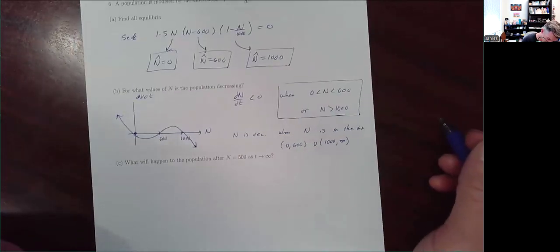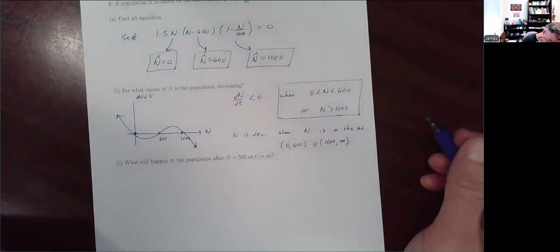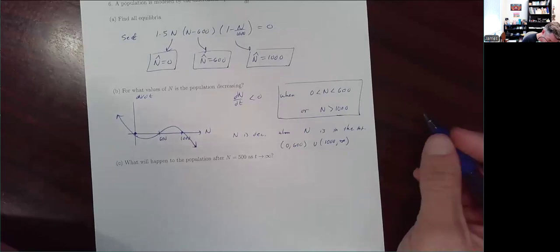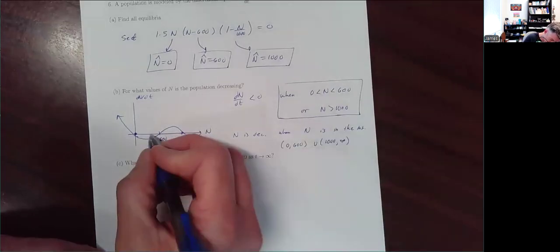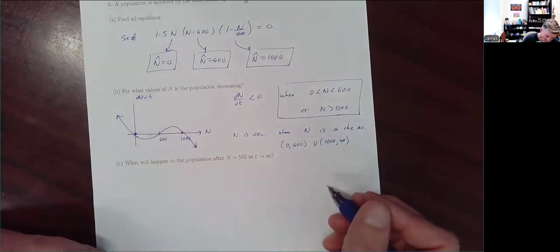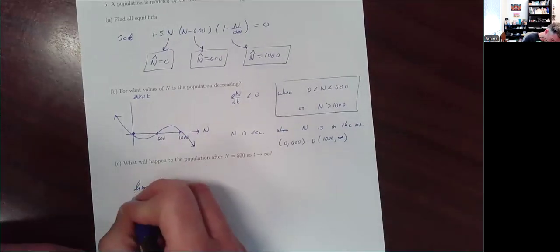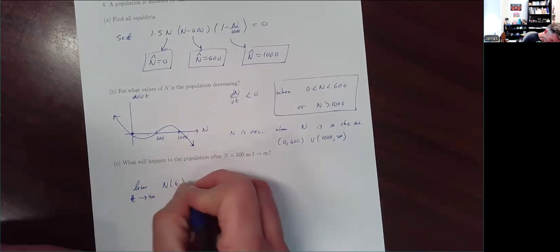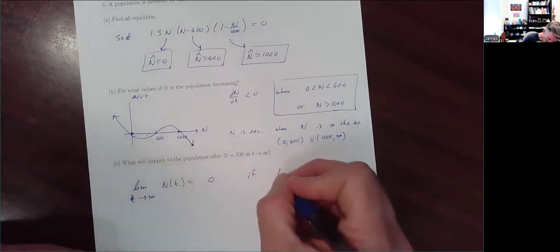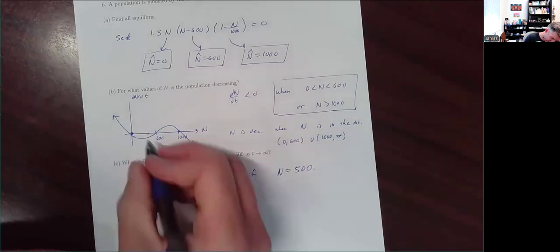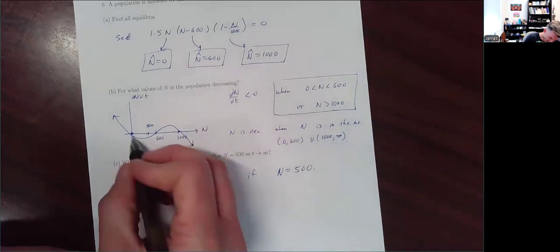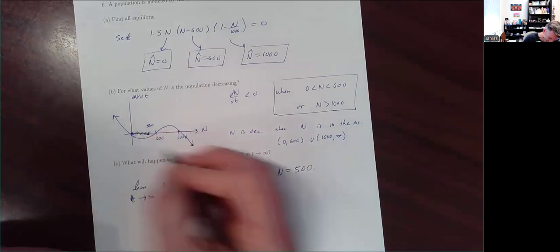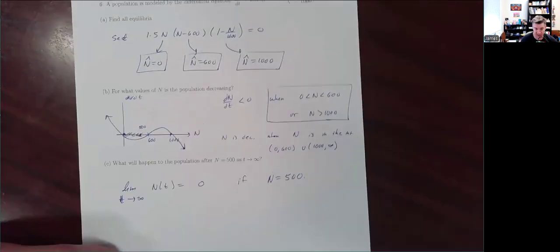What will happen to the population after n equals 500 as t goes to infinity? So if we start at 500, we're going to get pushed towards 0. So I would say that the limit as t goes to infinity of n of t is equal to 0 if n is equal to 500. Because if we're starting at 500, we know that n is decreasing right there, so we're going to be moving to the left. Yeah, that's kind of it.